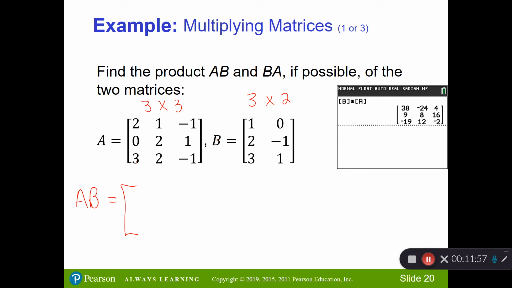I'll write it here. 2 times 1 plus 1 times 2 plus negative 1 times 3. And that result goes in the first entry here. Now the second entry is taking this same row times the second column. So 2 times 0, 1 times negative 1, and negative 1 times 1.